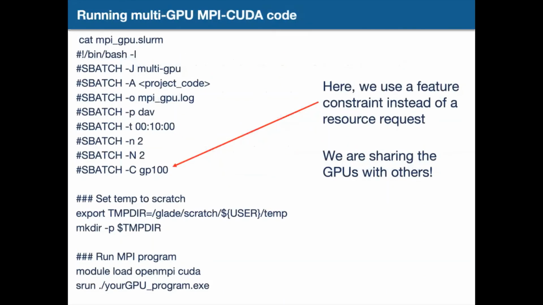And when you need to run the multi-GPU MPI-CUDA code, here is an example of the job script. There are a few points we need to pay attention to. First, we use the feature constraint -C gp100 to constrain our code to run on a P100 GPU node instead of requesting a certain node. And second, these nodes are shared nodes. So at any time, there may be more than one user on these nodes.